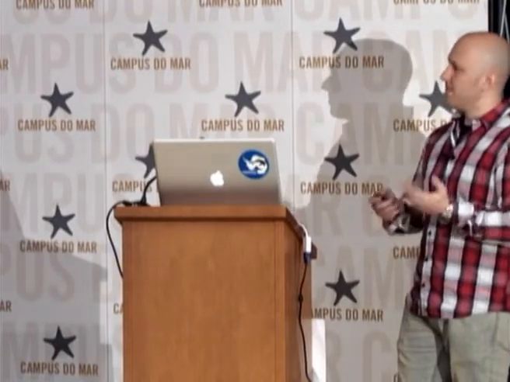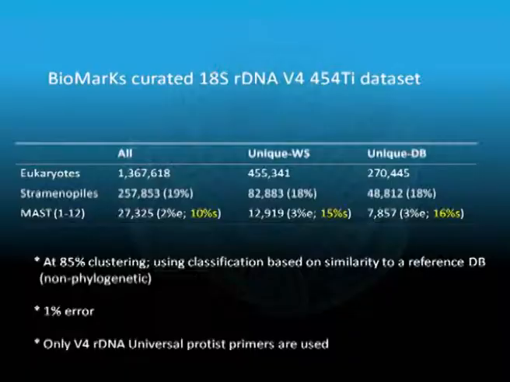But if we go back a little bit, in the BioMarKs dataset using 454 Titanium and the V4 region of the 18S, we had about 1.3 million reads, and then from Stramenopiles we had about 200,000, and then from this MAST group we had about 27,000. So you see the numbers, at least for this 454 dataset, when you compare to Illumina, it gets smaller.